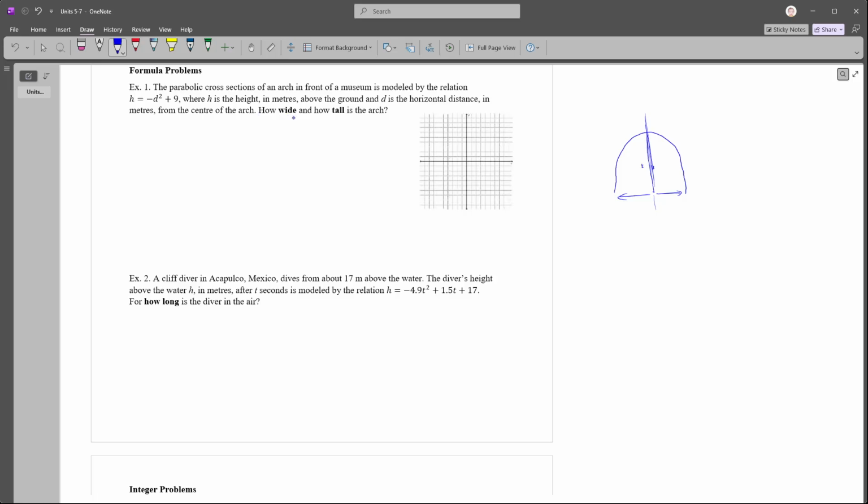In order to solve this problem, we need to figure out how wide it is. But in order to figure out how wide it is, that means we need to know where it touches the ground. So we need to find both these locations. Well, that means that we need the x-intercepts, or the horizontal intercepts in this situation, since we don't have x and y. So how do we do this? Well, we have an equation. h is equal to negative d squared plus 9.